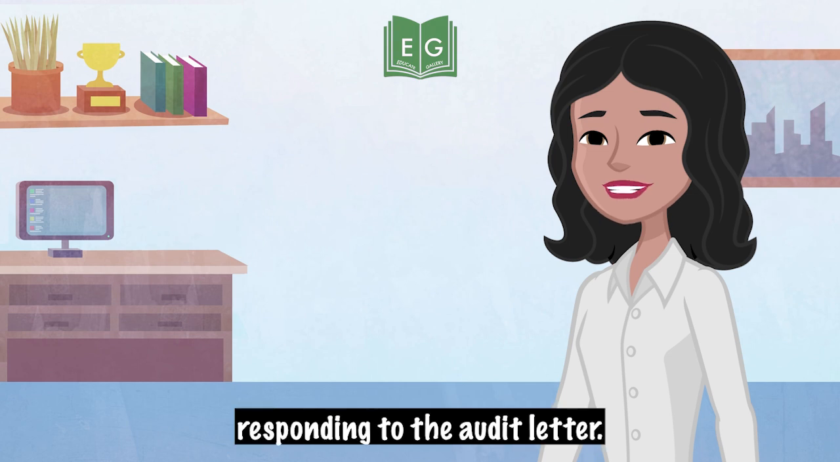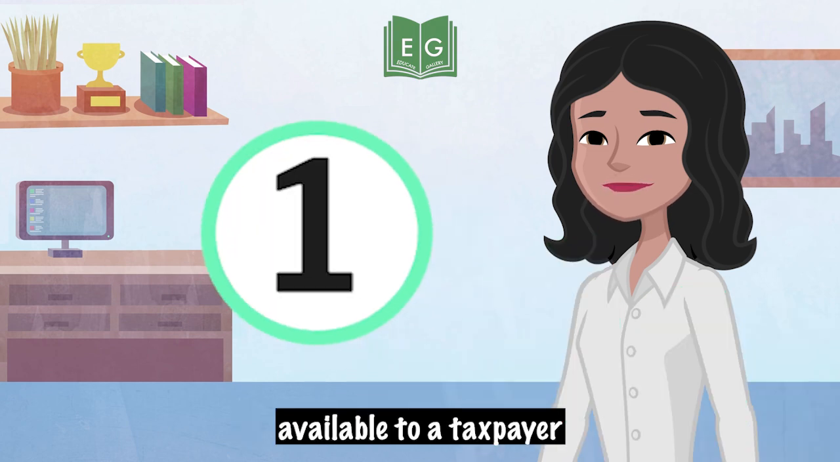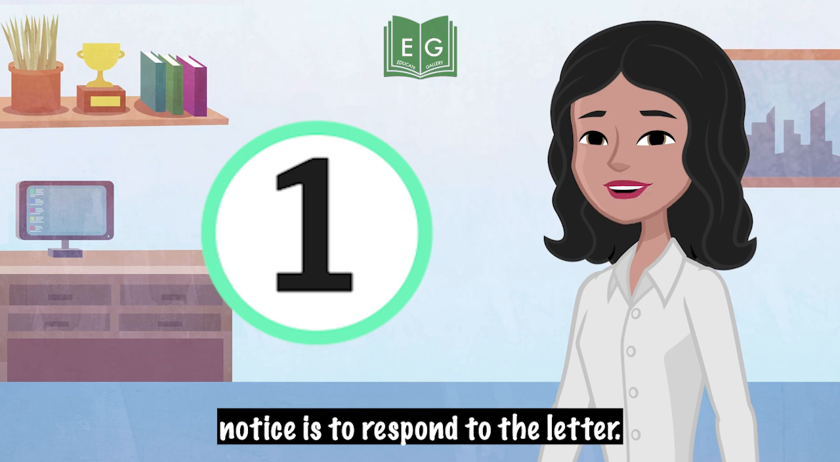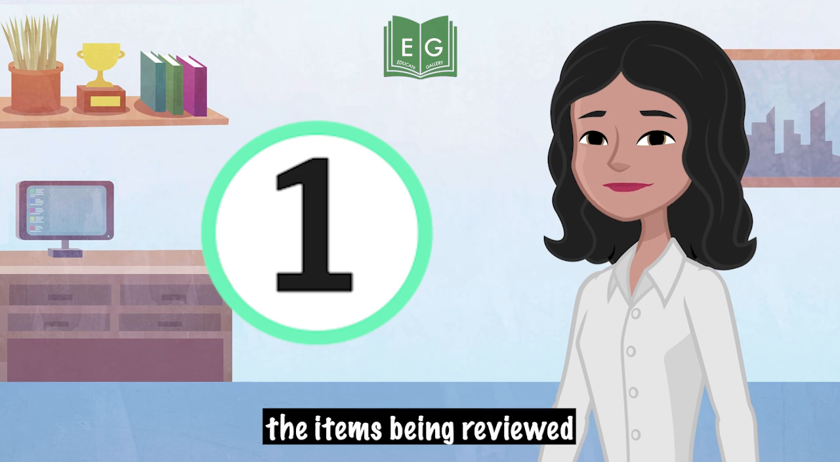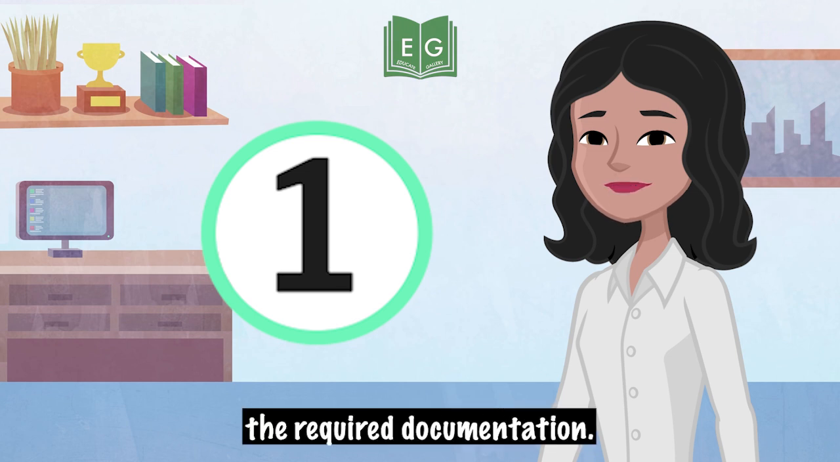Option 1. Responding to the audit letter. The first option available to a taxpayer who receives an audit notice is to respond to the letter. When the IRS initiates an audit, they send a letter detailing the items being reviewed and requesting specific documentation or explanations. As a tax preparer, your role is to help your client understand what is being requested and assist them in gathering and submitting the required documentation.